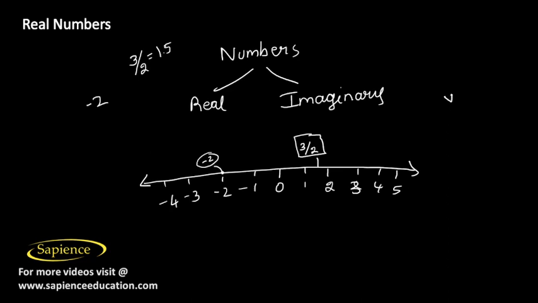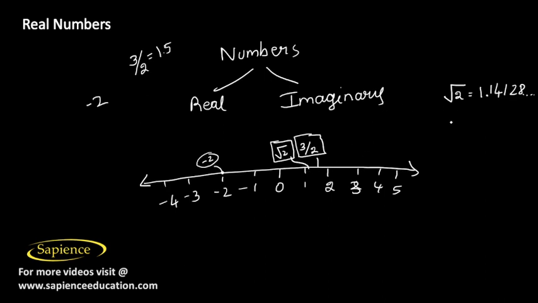What about square root of 2? Square root of 2, the value will be 1.14128. What about this number? This number is present somewhere here, just a little bit in front of number 1 in the number line.